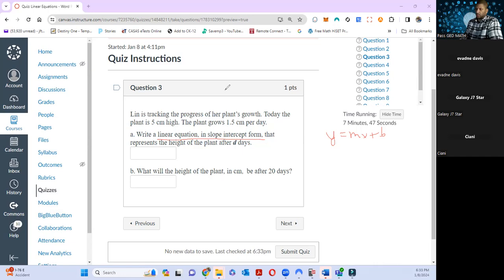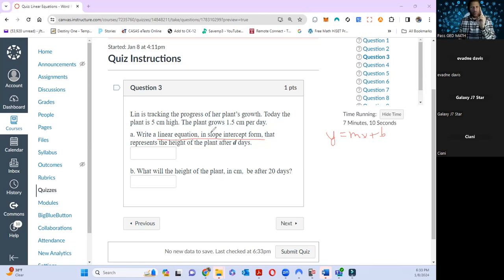Would the slope be 5 centimeters? Why would the slope be 5? Well, today the plant is 5 centimeters. The plant grows 1.5 centimeters per day. So again, this is where you have to use your common sense. If it's growing 1.5 centimeters per day, that means on day 1, how tall is it? 1.5 centimeters.